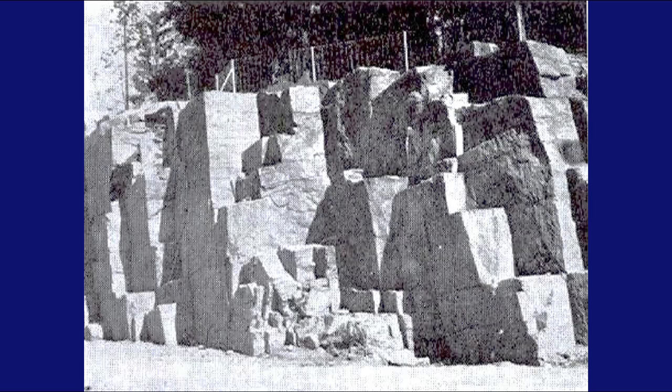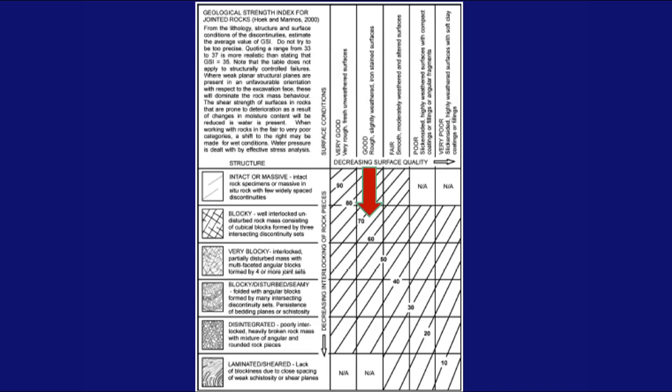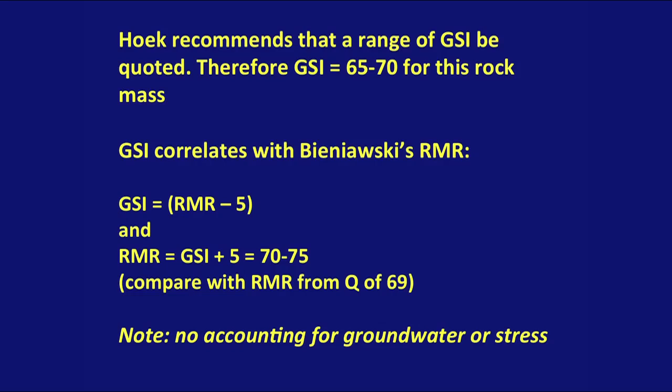Here is our rock mass again, just to remind you what it looks like. Here you see the GSI chart, and I've highlighted on there what I think is the correct description for the rock mass that we're dealing with. You can see we have a very blocky, well interlocked, undisturbed rock mass consisting of cubical blocks formed by 3 intersecting discontinuity sets. And the number that I think corresponds with that, I've highlighted there, is a GSI value between 65 and 70.